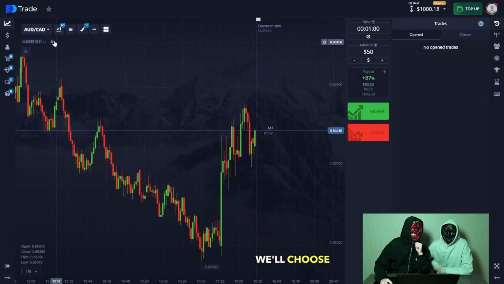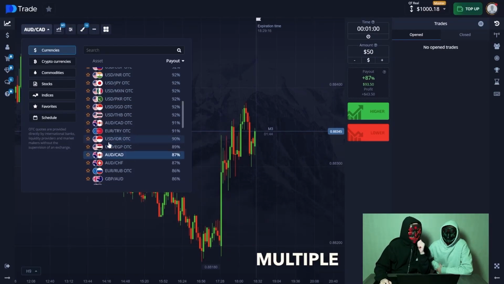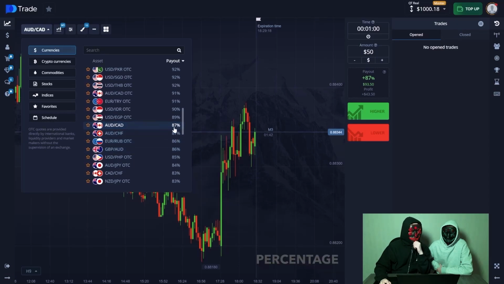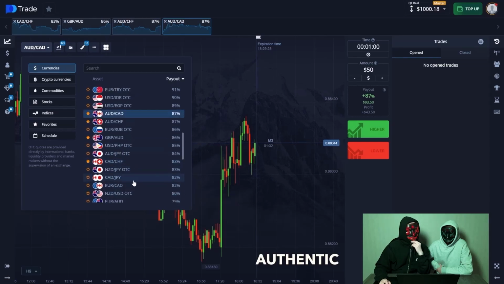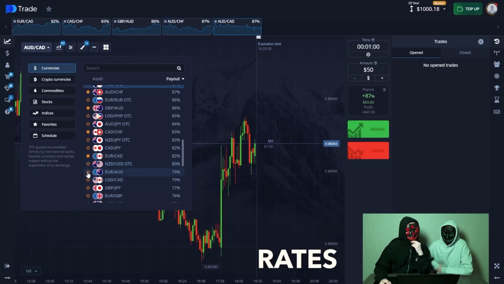And we're going to start trading according to our student's strategy, who made an excellent sum of money in a few days. We'll choose a currency pair, or rather multiple currency pairs, with a payout percentage of at least 80%. Let's opt for several currency pairs right away, but we won't touch OTC. Instead, we'll trade on authentic currency pairs that have real-time rates.